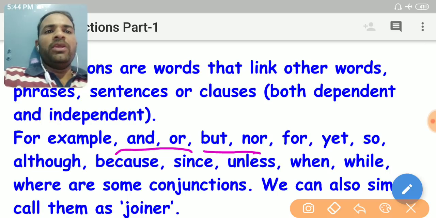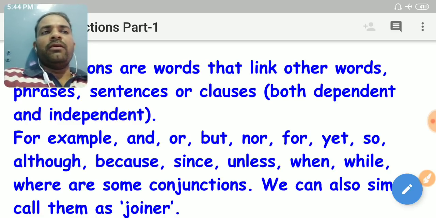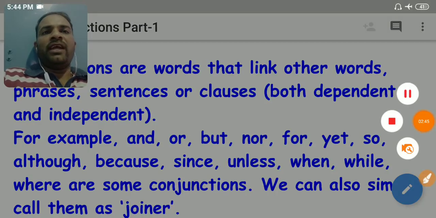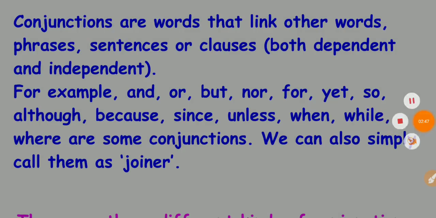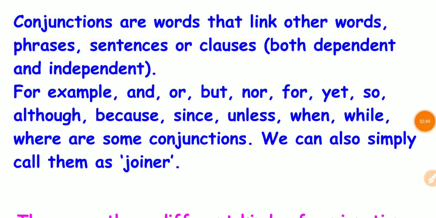so, although, because, after, not only but also, either or, neither nor. So these are some important conjunctions we have in English, my dear friends. Conjunctions are also called linking words.